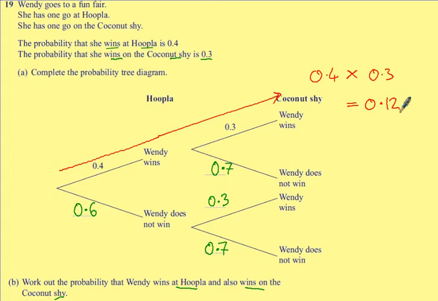0.12. Don't make the mistake here of thinking that this multiplies to give us 1.2. This would be silly because we know that this is a probability and probabilities can't ever be greater than 1.